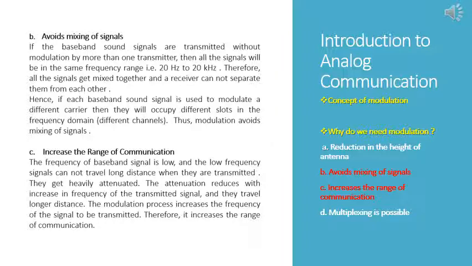The next important factor where we can see the importance of modulation is avoiding mixing of signals. How does it happen? Say, for example, we have baseband sound signals which are transmitted without any modulation, and all the signals have the same frequency range of 20 hertz to 20 kilohertz. So these signals all get mixed together and the receiver cannot separate them from each other.